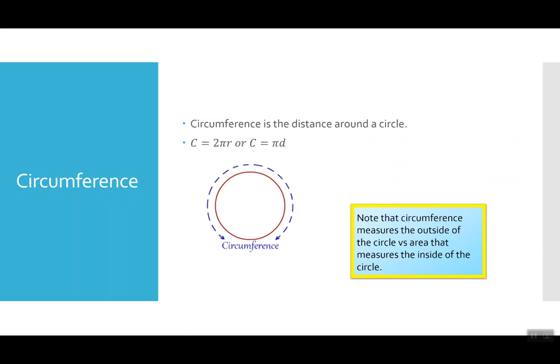Circumference is the distance around a circle. It can be given by the formula 2 pi r or pi d. So if you have the radius, you can use it. If you have the diameter, you may also use it. It is important to note that the circumference measures the outside of the circle versus the area that's going to measure the inside of a circle.